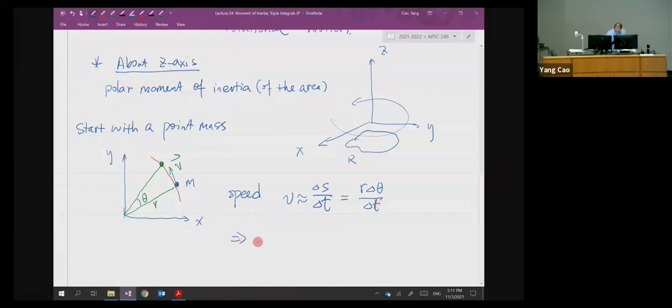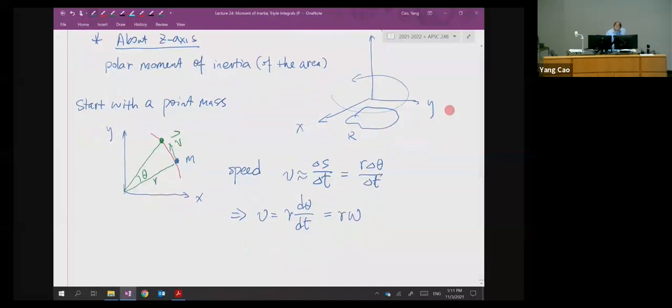So basically your speed is equal to R, and you change the delta to a differential. So you consider it a differential concept, then you get d theta over dt times R, and that's your speed. And d theta over dt technically is called the angular speed. So it's R omega. That's how fast it's rotating around this z-axis.